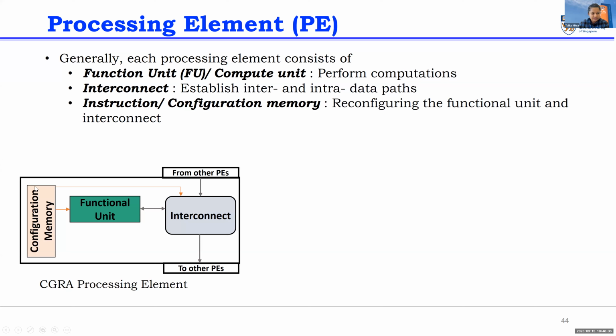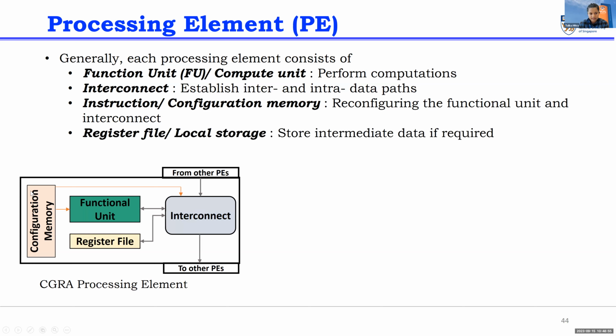Next important element is the configuration memory, which handles all the reconfiguration. So whatever schedule the compiler determines is stored in the configuration memory, and during the execution, the function unit and the router or the interconnect will be reconfigured based on what is stored there in the configuration memory. There is also some sort of local storage in the PE to store any intermediate data.